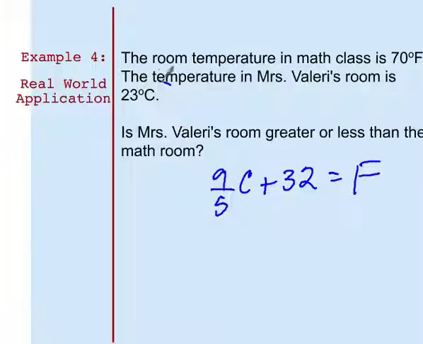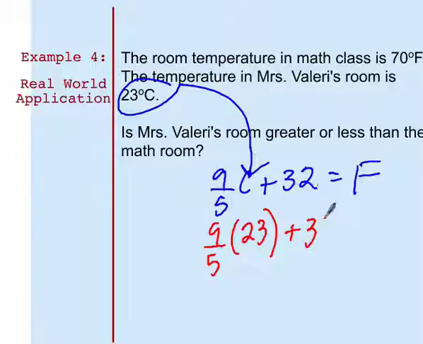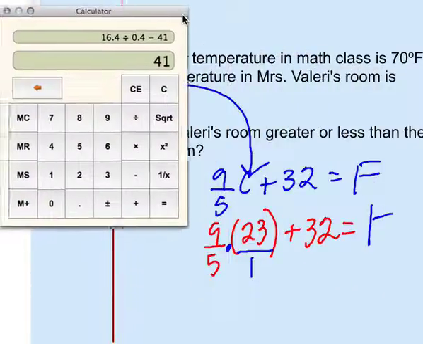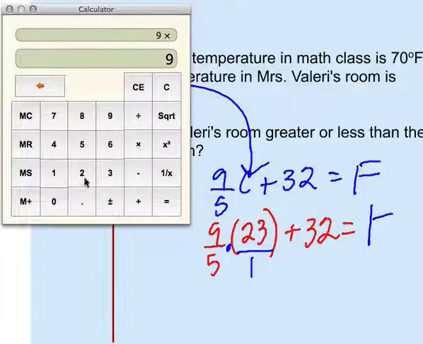So let's substitute 23 degrees in here, and we'll get Fahrenheit, and we'll be able to compare them because they have the same units. We have 9/5 times 23 plus 32 equals Fahrenheit degrees. Again, if you need help with multiplying fractions, put a 1 under there. 9 times 23 divided by 5 times 1. Let's pull up a calculator. Please feel free to do the same. 9 times 23 divided by 5.